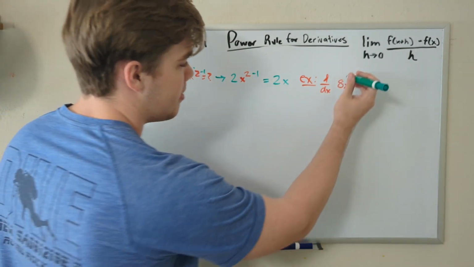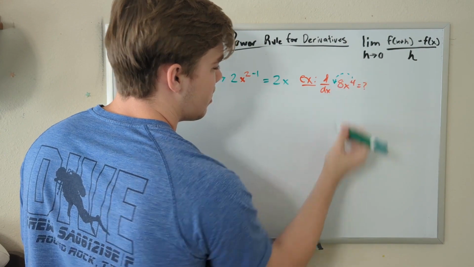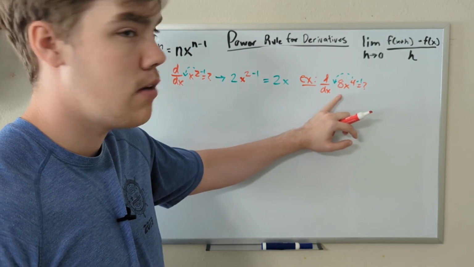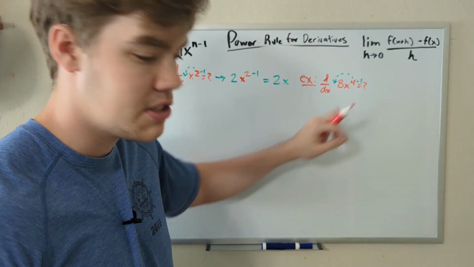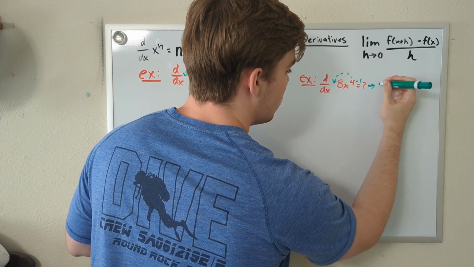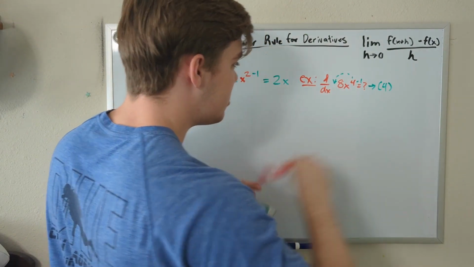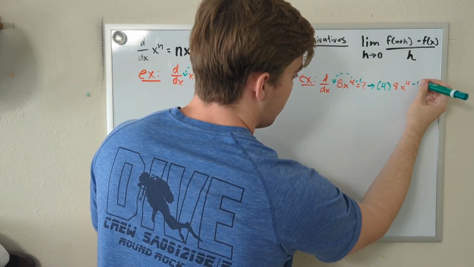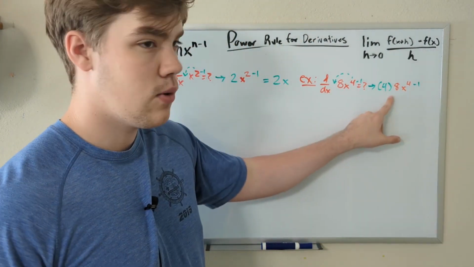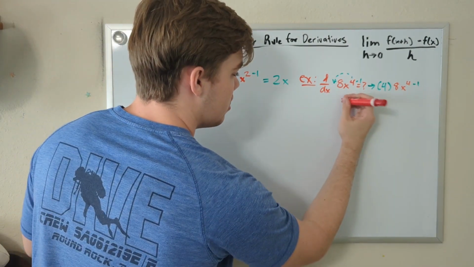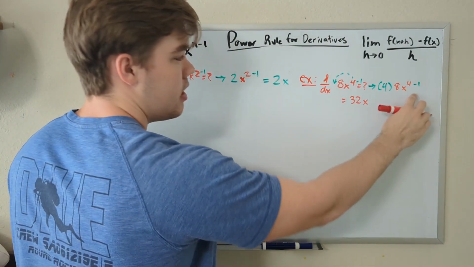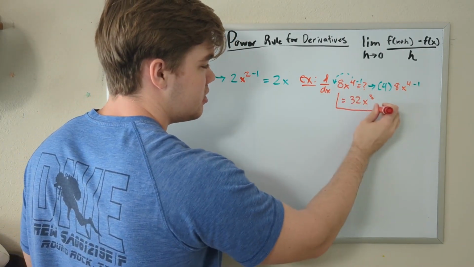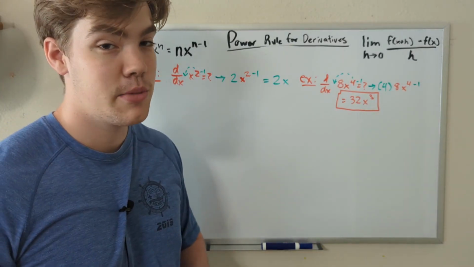Well, we still pull down our power to the front. So we're going to put this 4 here, and we still subtract 1 from 4. So what happens when we pull this 4 down to the front? Well, we just multiplied this 4 by our old coefficient 8. So this is now equal to 4 times 8 x to the 4 minus 1 power. Simplifying this down, 4 times 8 is equal to 32 times x, and then 4 minus 1 is just 3. So the derivative of 8x to the 4th is 32x cubed. Pretty simple, right? Not too much harder than the last example.